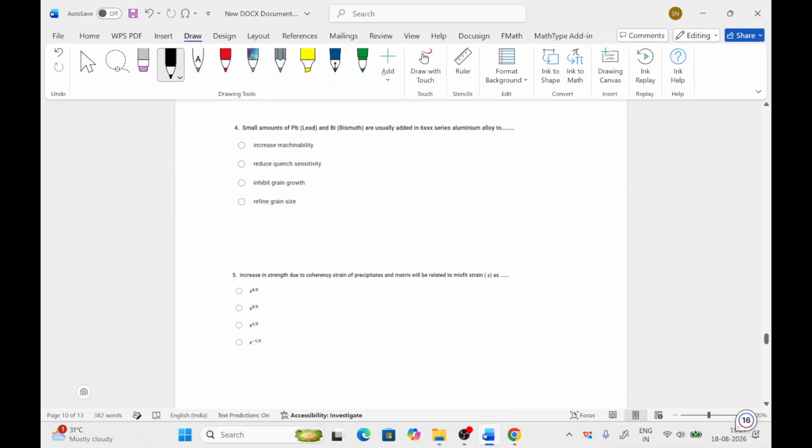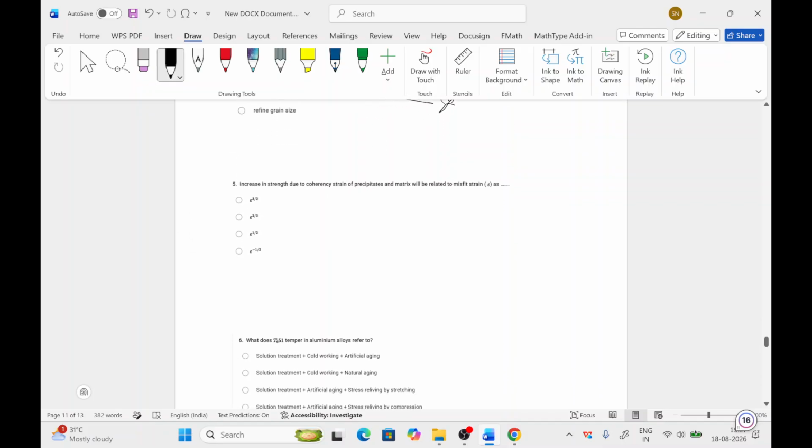Fourth question is, a small amount of lead and bismuth is usually added in 6000 series aluminum alloy to. So lead and bismuth are added in the 6000 series aluminum, silicon, and magnesium alloy. This increases the machinability of this series of alloy. So first option is correct.